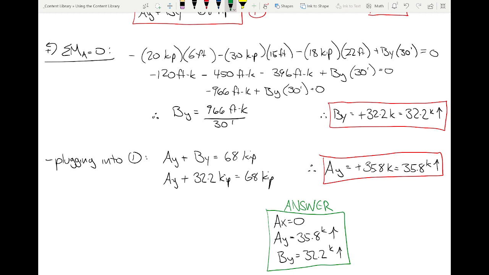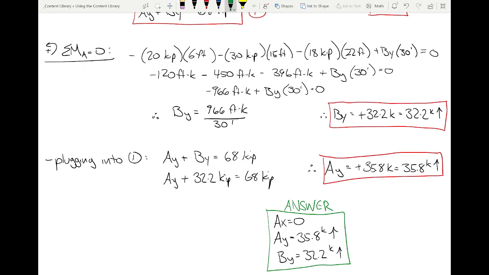I don't care at the end whether or not the value is positive or negative, because the positive or negative determination is just based on your assumption. What matters in the end is the direction, okay? Because what if I assumed these reactions were downward? I got negative 35.8. But a downward reaction of negative 35.8 is just an upward reaction of 35.8. This removes the context of your assumption and just gives the real deal answer. Does that make sense?